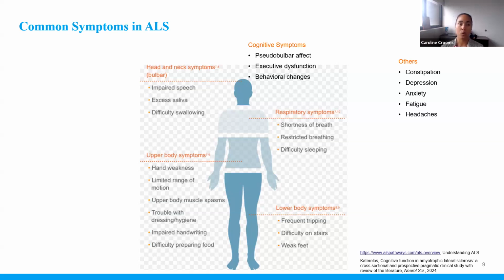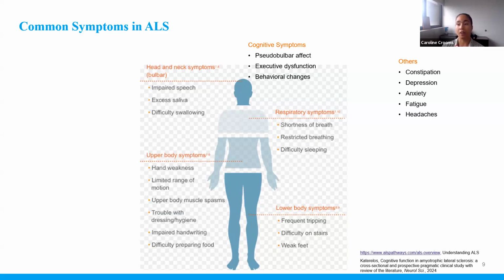Bulbar symptoms, or what they're calling here head and neck symptoms. This is when your cranial nerves, the motor nerves, are weak, which can affect your swallowing, your speech, and because of the difficulty swallowing, people have excess saliva as well. So it's not so much that they're producing additional saliva, it's that they have a weaker swallow, maybe are not swallowing as often, and so they don't clear the secretions very well.